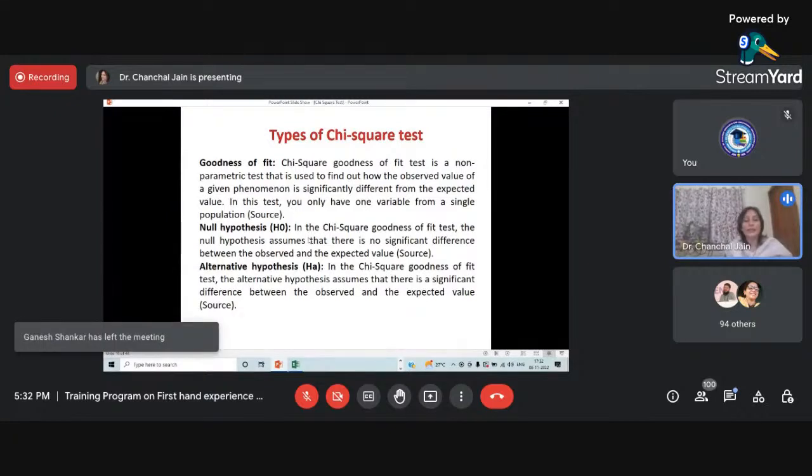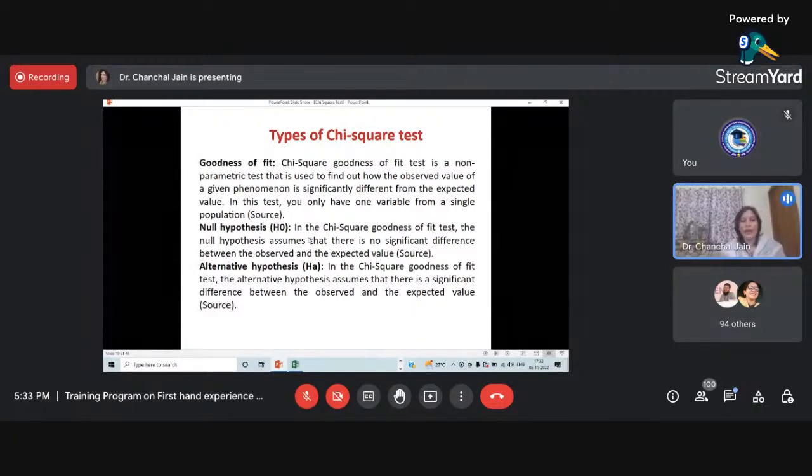So in this test, you only have one variable from a single population or one single source. So we will have the values of the one variable, and whatever frequencies of the variable we have, we will compare those with the expected frequency, and thus we will calculate the chi-square, and then we will conclude whether the observed frequencies are equal to expected frequency or not.